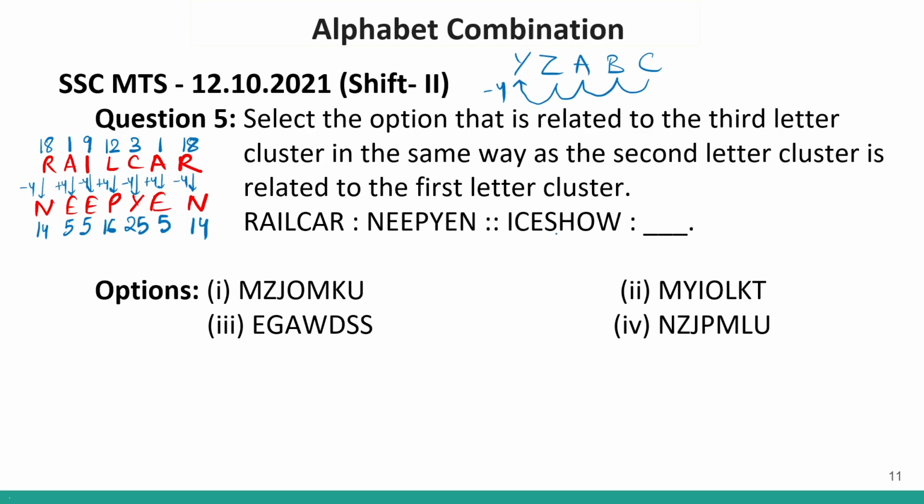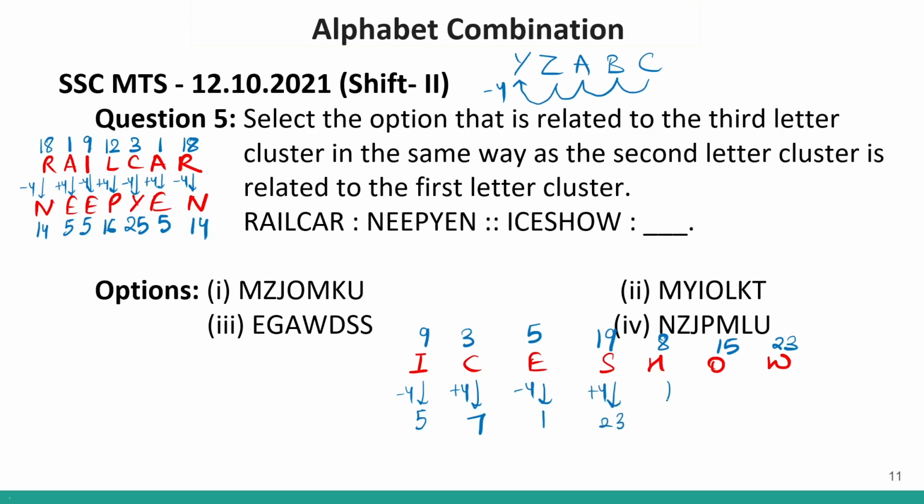Let us do the same thing for ICESHOW, right? So the word is ICESHOW. Correct? Now let me give them forward ranks. So I is 9, 3, 5, 19, 8, 15 and W is 23. If I have to go minus 4, I will get 5. Plus 4 will give me 7. Minus 4 will give me 1. Plus 4 will give me 23. Minus 4 will give me 4. Plus 4 will give me 19. And minus 4 will give me 19. So this is what we will get, right?